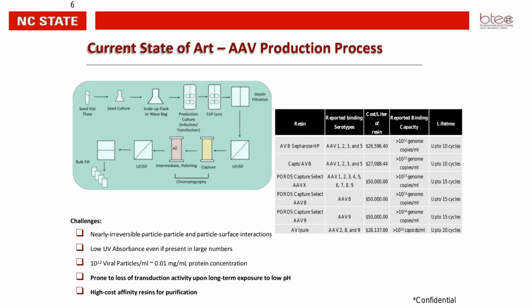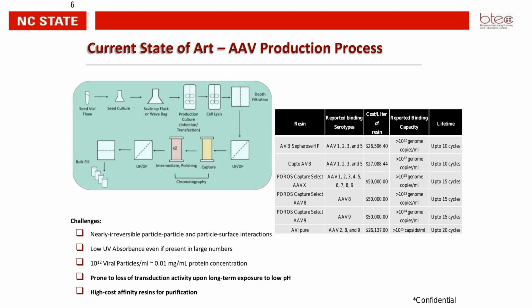Looking at the current state of the art for the AAV production process, there are multiple steps involved in upstream and downstream processes, all the way from the seed vial to bioreactor to different chromatography steps and TFF and bulk fill. The main focus of my work is on purification aspects, and I focus more on chromatography. On the right side, you can see there are a bunch of different resins that are currently in the market, their reported binding serotypes, their approximate cost per liter, their binding capacities, as well as some of their lifetimes.